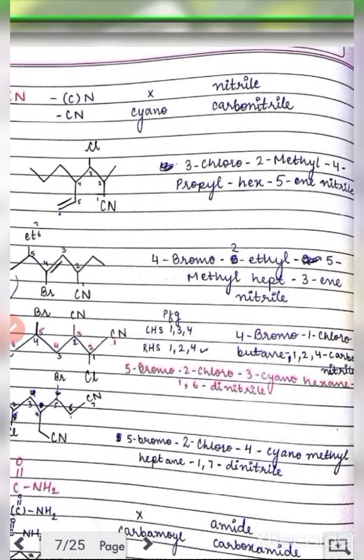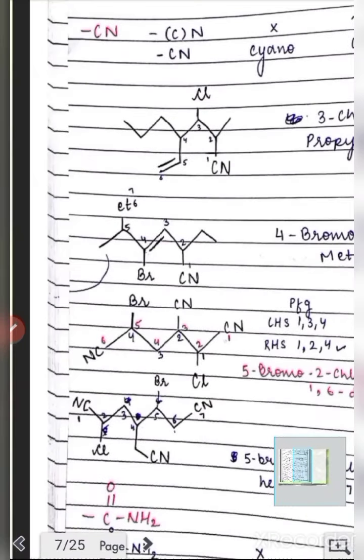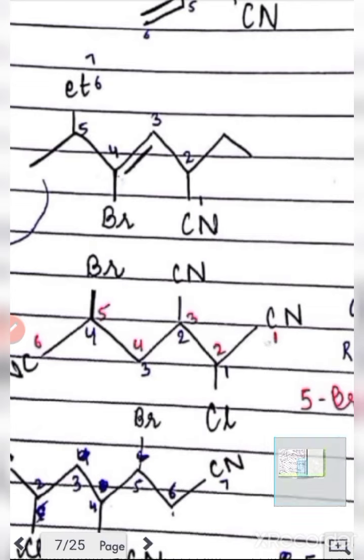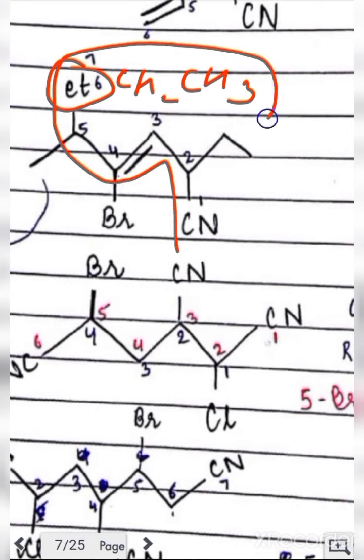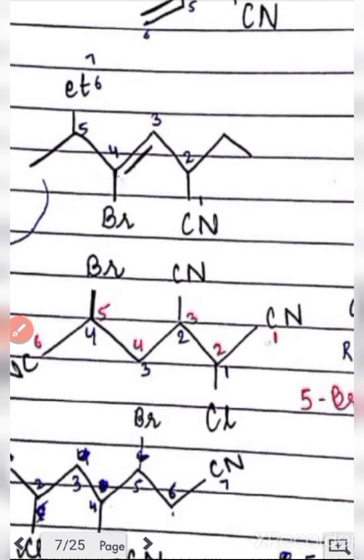Now next example. Here again we have an Et group, so prefer to open it into CH2 CH3 so that you can judge the parent carbon chain easily. So the parent carbon chain will become this one, and accordingly the numbering is given and its name is given to us.